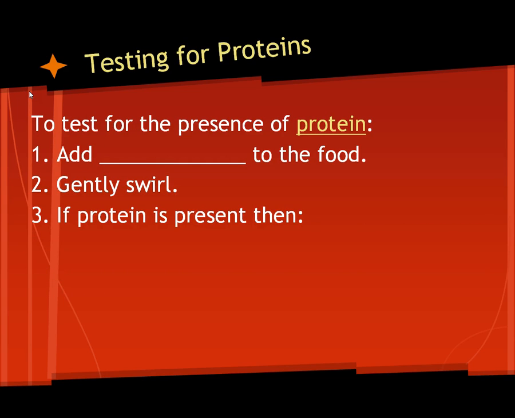So how do you test for proteins? You're going to add the biuret solution to the food and swirl it around, and that's it. If there's a protein present, then the food mixture will turn a violet color, and it's generally a light purple in color.